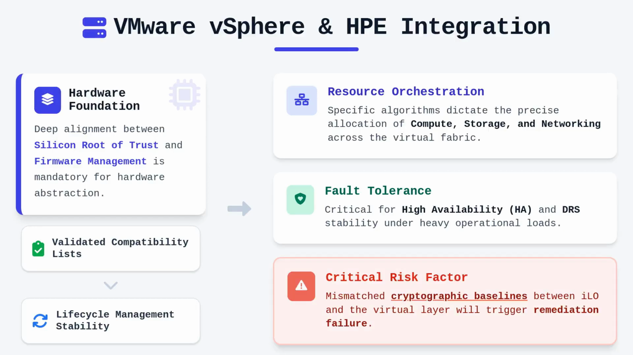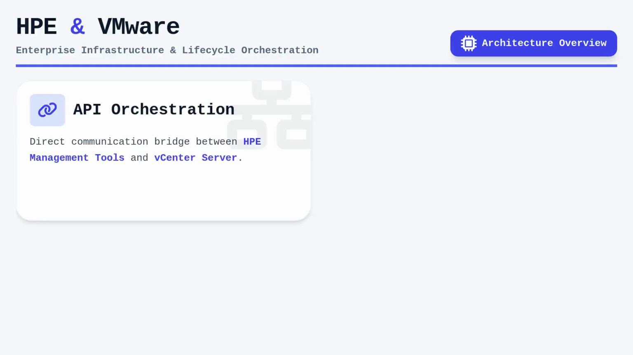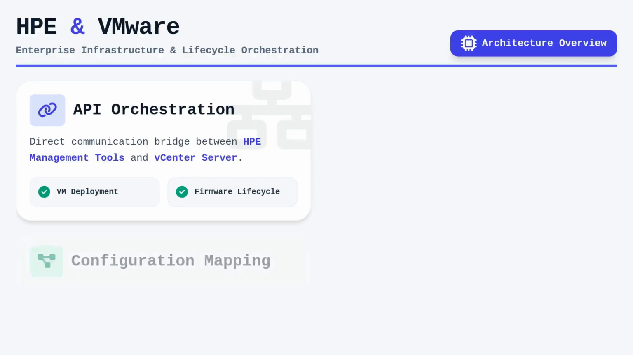If your cryptographic baselines are not perfectly aligned between the hardware ILO layer and the virtual layer, you will quickly find that automated remediation processes fail to execute when an issue arises. A core component of this integration involves the utilization of APIs that allow HPE management tools to communicate directly with the VMware vCenter server. Through these interfaces, we can automate the deployment of virtual machines while simultaneously managing the lifecycle of the host firmware. This is where the concept of condensed configuration matrices becomes relevant, as you are essentially mapping physical server profiles to virtual clusters.